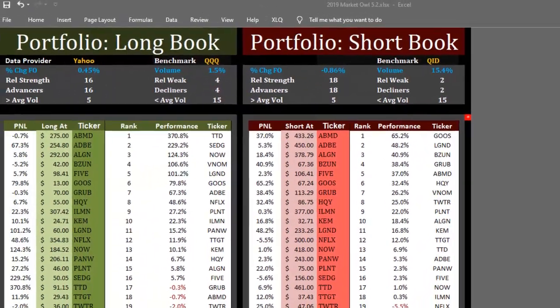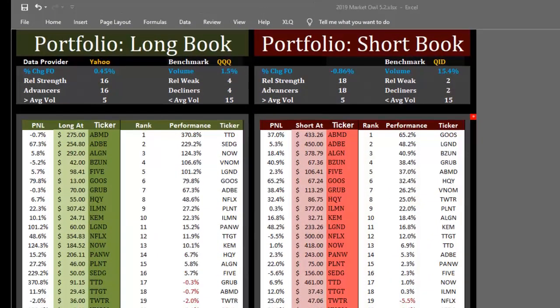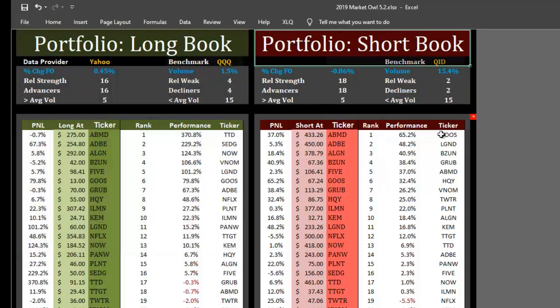There are two pages which follow a slightly different format, and that is the portfolio and the watch list page. On the portfolio page, you have a long book in green and a short book in red. You can keep track of both your long and short trades this way. Again, a data provider for the entire page and a benchmark for the long book, and then a benchmark for the short book. You notice I have different tickers here.